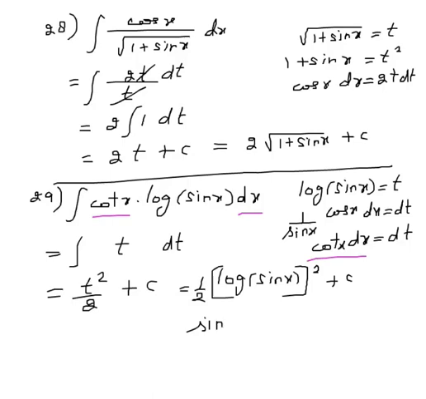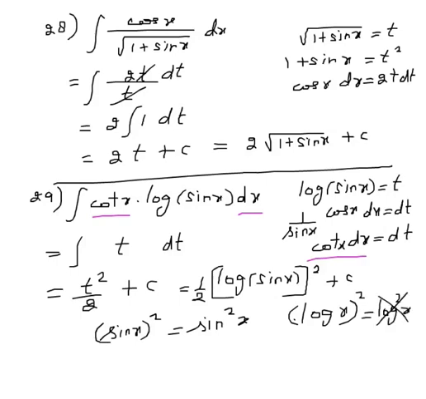For trigonometric functions, we can write square in between like this. Sine x the whole square can be written like this. But for log function, if it is whole square, we have to write whole square. We cannot write it as log square x. We don't write it. Okay, only for trigonometric functions we write it like this.